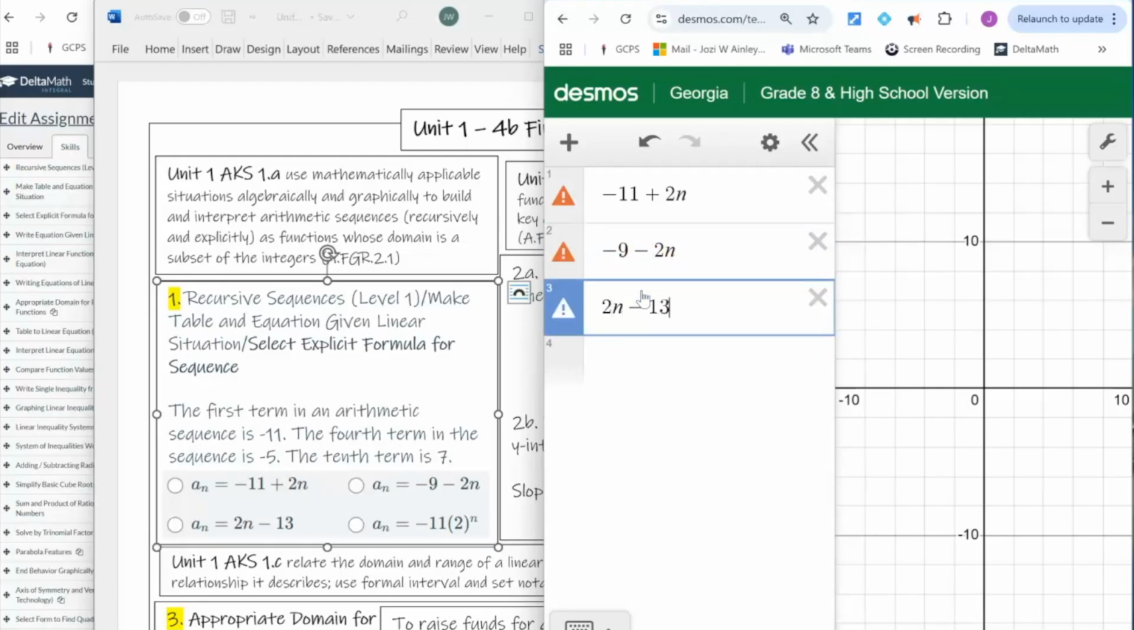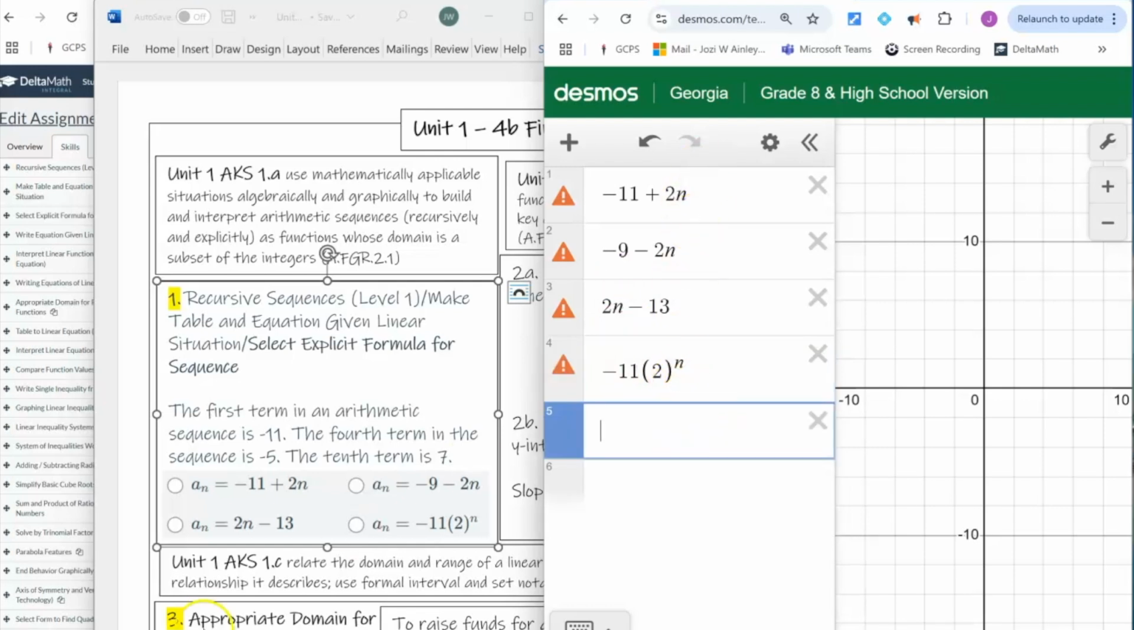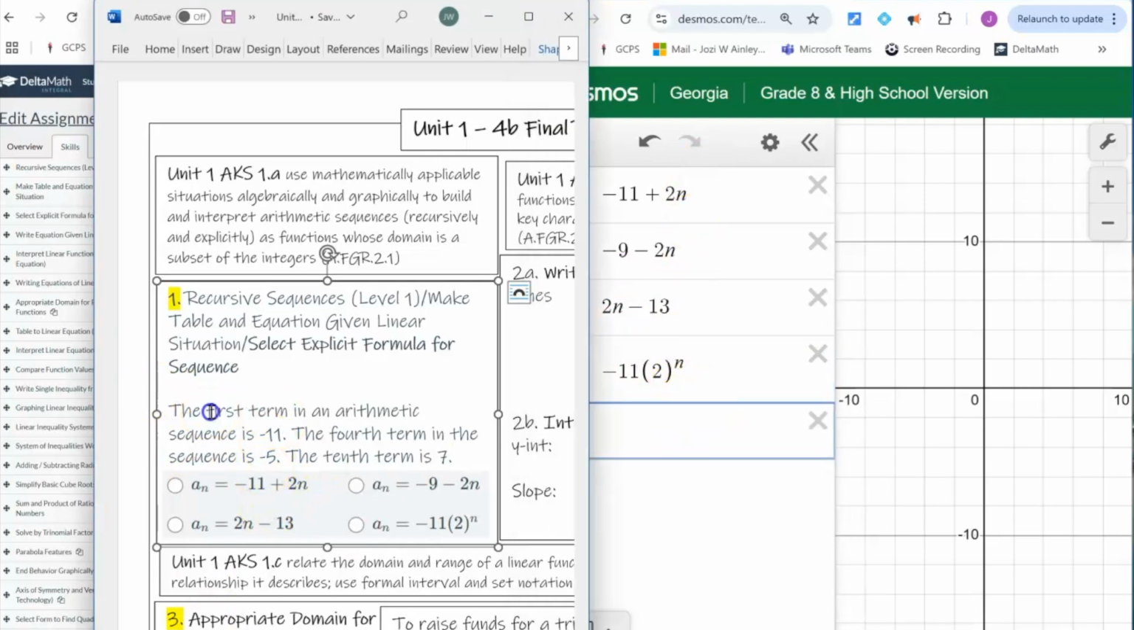And you can check each one to prevent you from typing every single one, but I'm just going to go ahead and type it anyway. And literally just everything after the equal sign, shift 6 to get the cursor on the top. And so make sure your answer choices look like the question. Now, whichever one gives me the first term is negative 11.